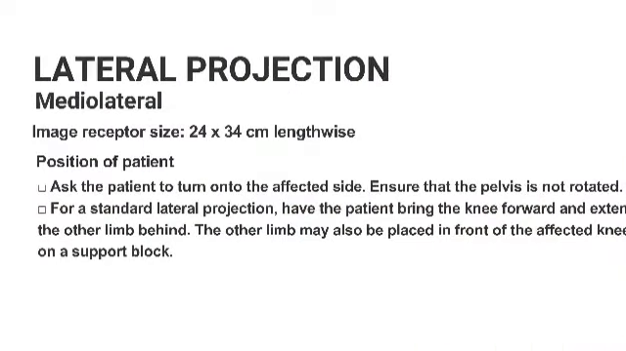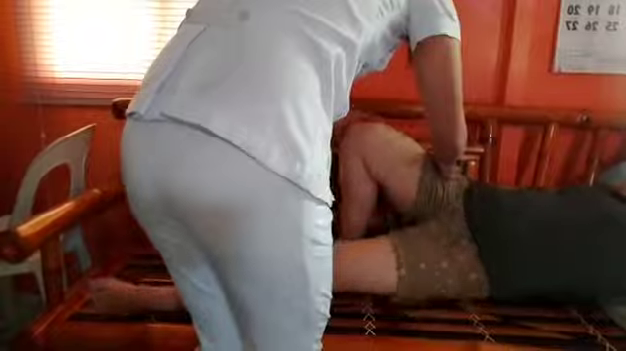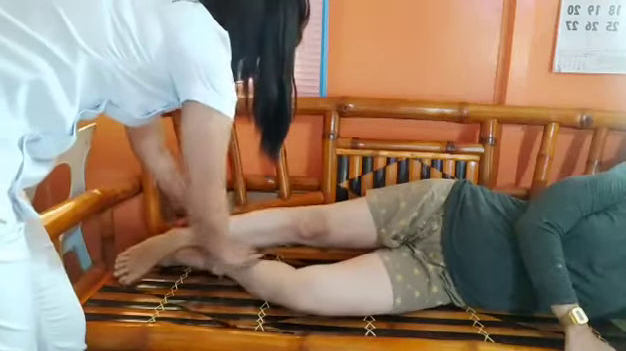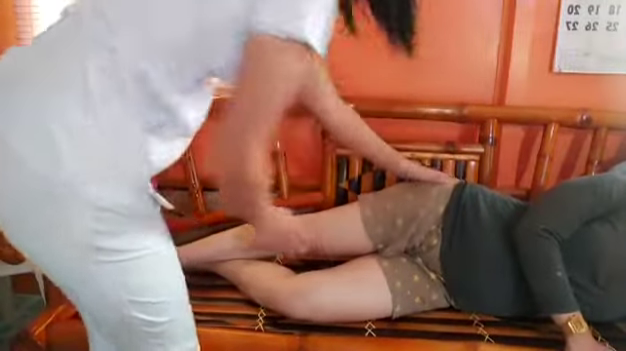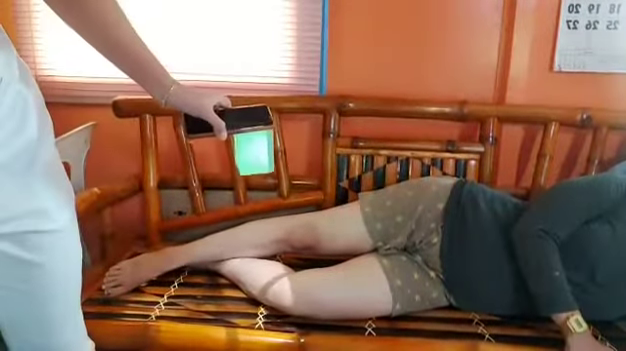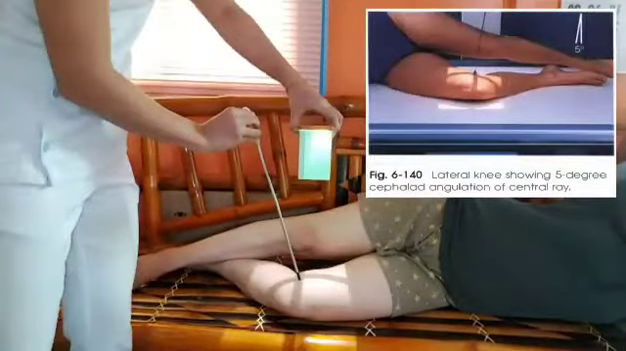Ask the patient to turn onto the affected side. Ensure that the pelvis is not rotated. For a standard lateral projection, have the patient bring the knee forward and extend the other limb behind it. The other limb may also be placed in front of the affected knee on a support block.